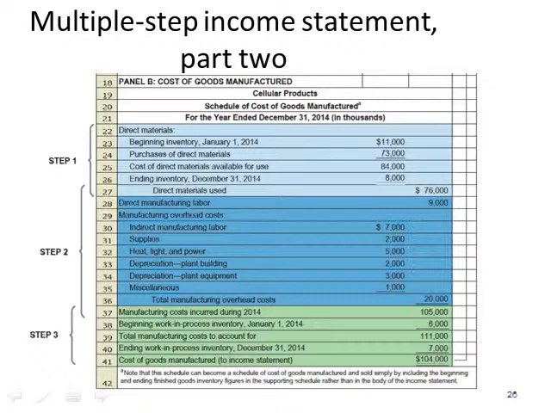And then in step 3, to beginning work in process inventory, we add the manufacturing costs incurred that we just calculated. This gives us the total manufacturing cost to account for. In other words, these costs will either remain in work in process or they will be transferred to finished goods. Continuing on step 3, we subtract the ending work in process from total manufacturing cost to account for. We get the cost of goods manufactured that we used in the last slide.